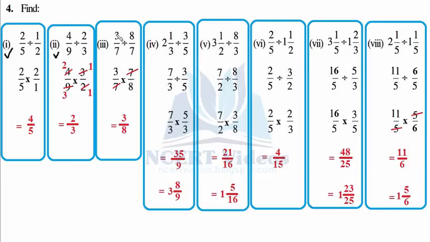Third part, 3 over 7 divided by 8 by 7. So when we flip it, it becomes 7 by 8. Now cutting opportunity, 7 and 7, so it is 3 by 8, again proper.